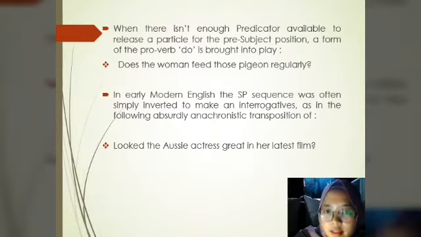In early modern English, the SP sequence was often simply used to make an interrogative, as in the following absolutely anachronistic transposition of: Look the Aussie actress great in her latest film?